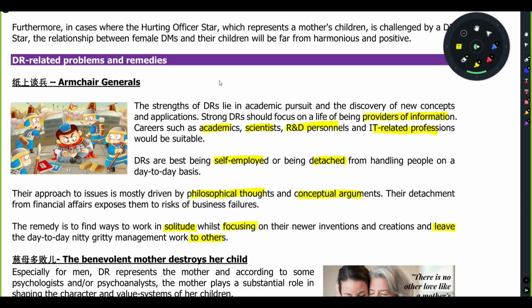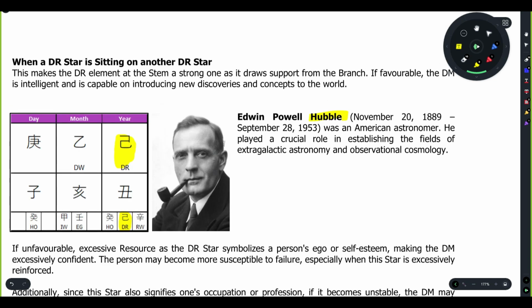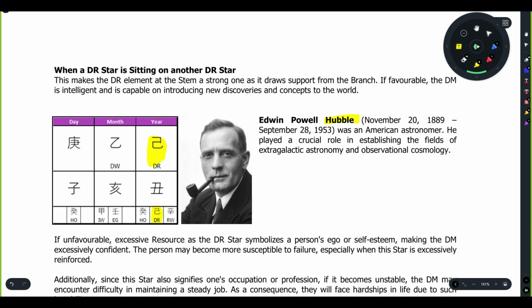So we capitalize on their brilliance in academics and research, and we work around that. But usually they would be better off working under a larger organization. We find that, for example, Hubble, after whom the Hubble telescope was named, shouldn't be working on his own. He should be working under a big organization that has the resources to provide him with the support for his research.